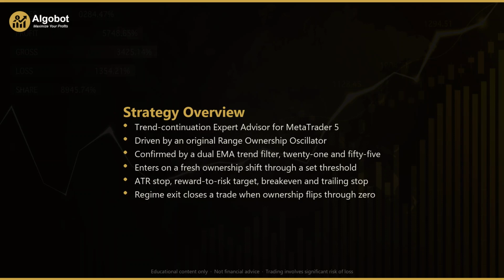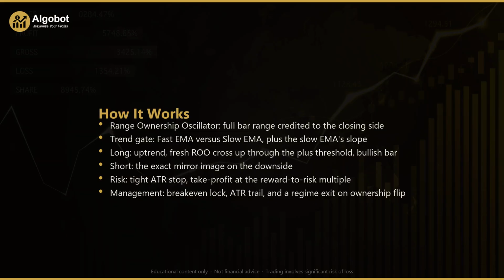On top of that oscillator, the strategy layers a classic dual moving average trend filter and a full risk management framework, with a stop based on the average true range, a reward to risk target, a break-even lock, and a trailing stop. It runs on a single time frame, and the author notes it is designed with liquid instruments in mind, things like major foreign exchange pairs, metals, and indices, somewhere around the 15-minute to 1-hour range. Please remember this is educational information, not a recommendation to trade any particular market, and trading always involves the risk of loss. Let's walk through the mechanics step by step.